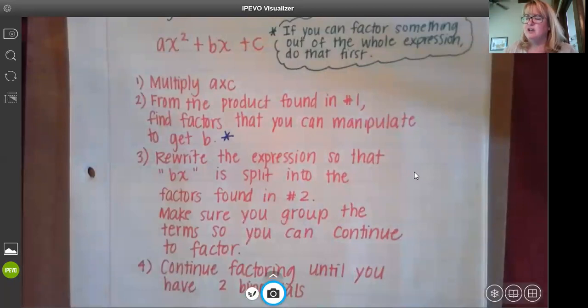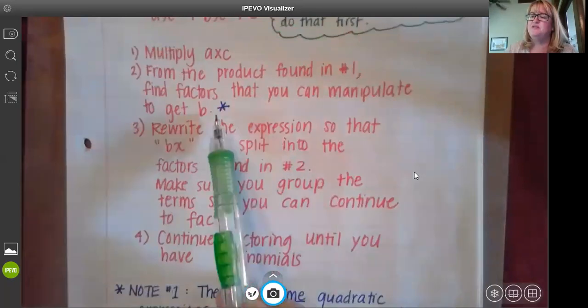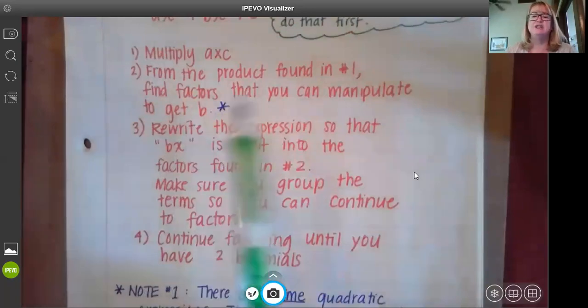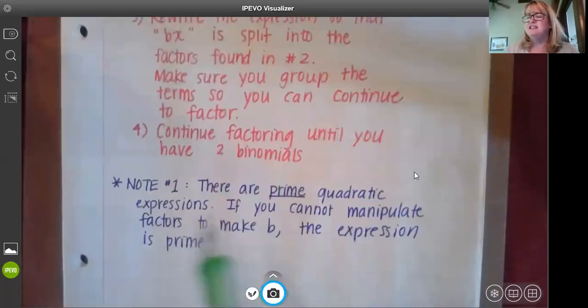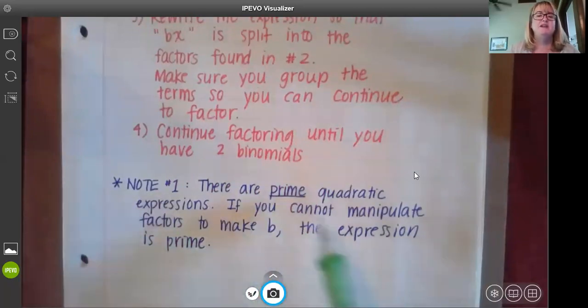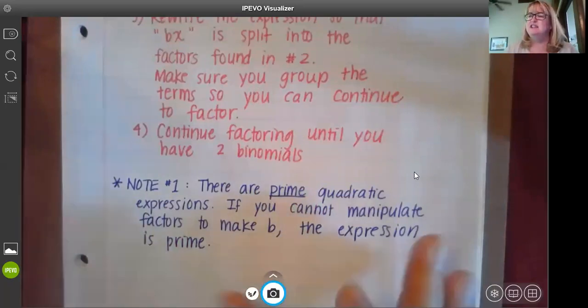So we'll look at what that means in a second. And you're going to make sure you group the terms so you can continue to factor. And then you just continue factoring until you have 2 binomials. Now I did put a little asterisk here when it says from the product found in number 1, find the factors that you can manipulate to get b. A little note: there exists such a thing as a prime quadratic expression. If you cannot manipulate the factors to make b, then the expression is prime. It cannot be factored. So be aware that that is an option.